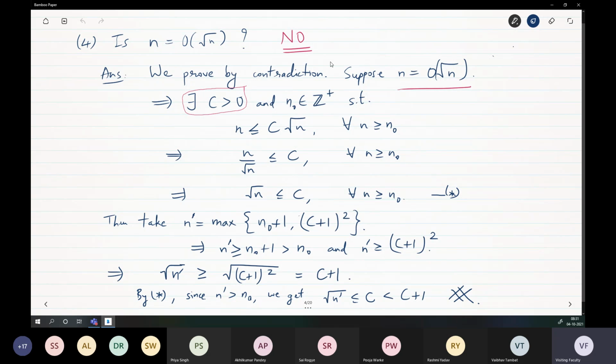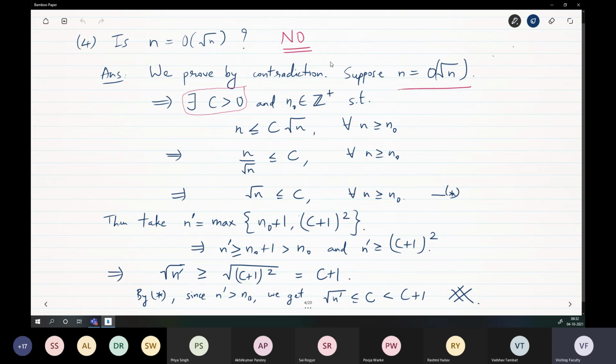You are familiar with proof by contradiction. That's what we are doing here. So let's just prove by contradiction. Suppose n is big O of square root n. Suppose it's true that square root n grows faster than n. Something should go wrong somewhere, right? Some argument should break down. Let's just see what breaks down. Okay, so suppose square root n grows faster than n. That is, suppose n is big O of square root n.